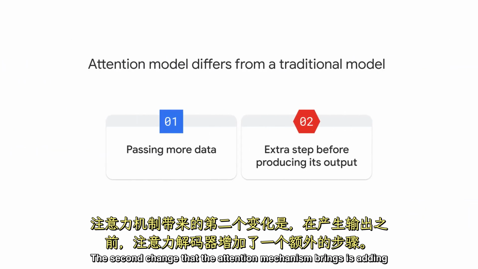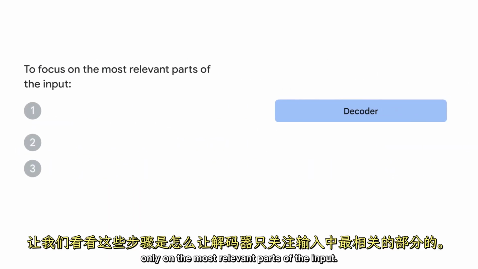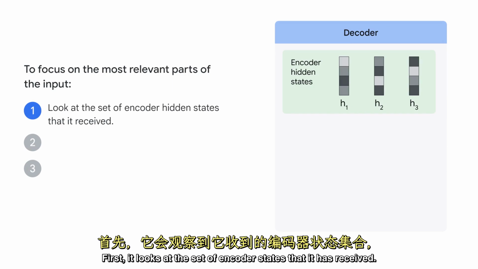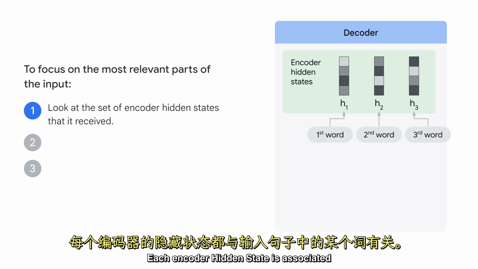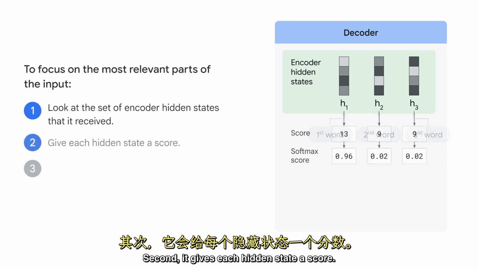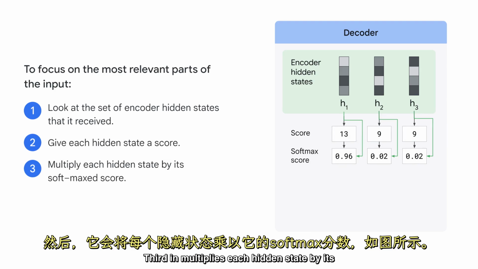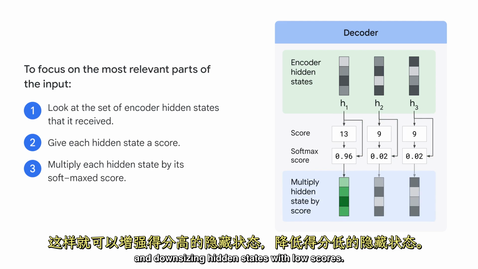The second change that the attention mechanism brings is adding an extra step to the attention decoder before producing its output. Let's take a look at what these steps are. To focus only on the most relevant parts of the input, the decoder does the following. First, it looks at the set of encoder states that it has received. Each encoder hidden state is associated with a certain word in the input sentence. Second, it gives each hidden state a score. Third, it multiplies each hidden state by its softmax score as shown here, thus amplifying hidden states with the highest scores, and downsizing hidden states with low scores.